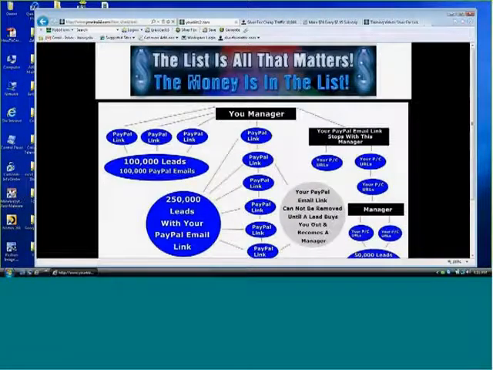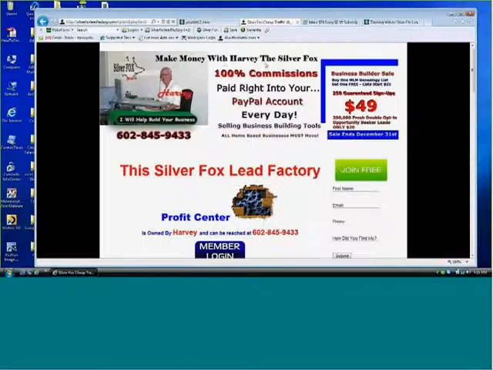The lesson today is on this flow chart. This training lesson is for those managers who have become members of the Silver Fox family and paid their $200. And just like it says up here, they get 100% commission paid right into their PayPal account every day. When you buy in as a manager for $200, you turn around and market this. You get your own lead capture page here. This one happens to be mine right now, but yours will let you collect 100% of the $200 commissions.